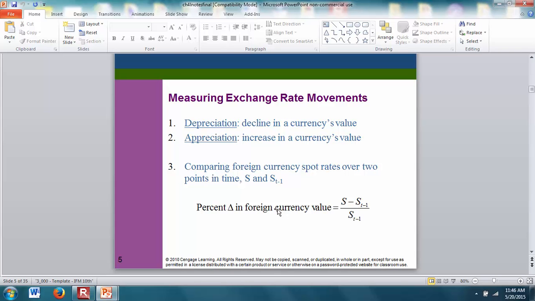When you look at exchange rates, we can have depreciation and we can have appreciation. What is depreciation? Depreciation is a decline in a currency's value. So there we are saying that the value of the currency is going down over time, while appreciation is the increase in a currency's value. So there we are saying that it's going to improve over time.